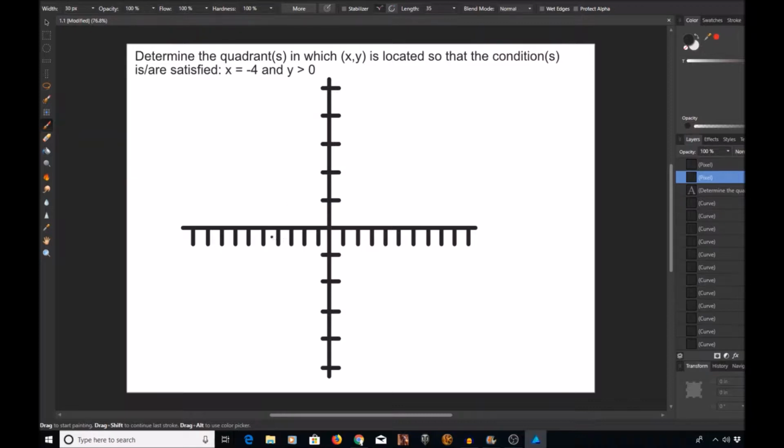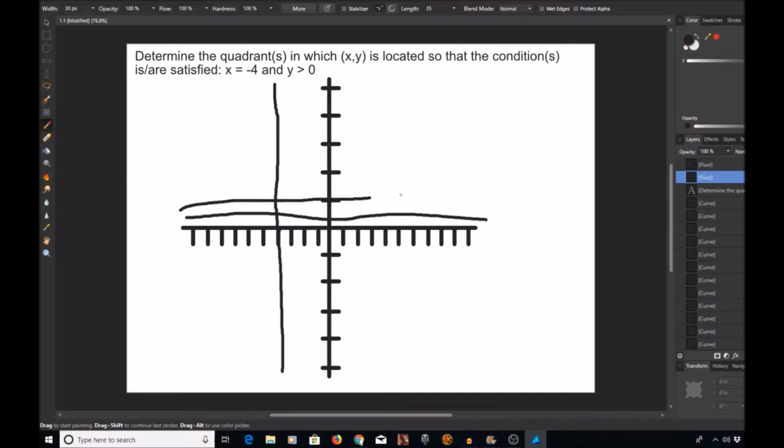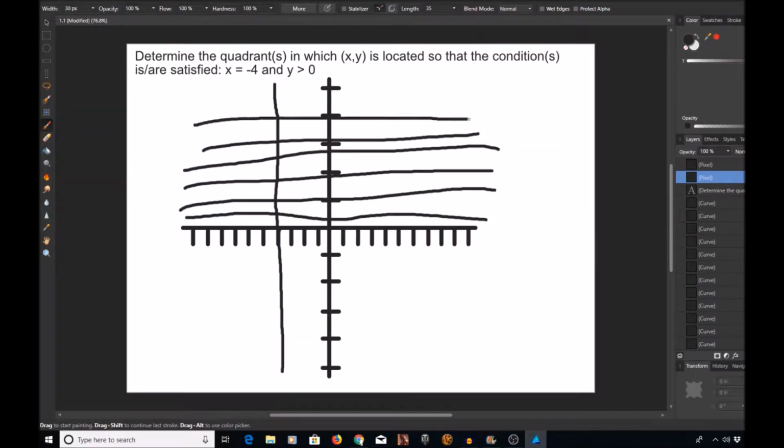So x is equal to -4, which means it's 4 spaces to the left of the origin. So 1, 2, 3, 4, and it would just be a straight line running up and down at x equals -4. And just imagine that line straight, even though it's a little bit curved. And then y is greater than 0, which is anywhere above this horizontal line here. So we draw lines here representing all the values which y could be.